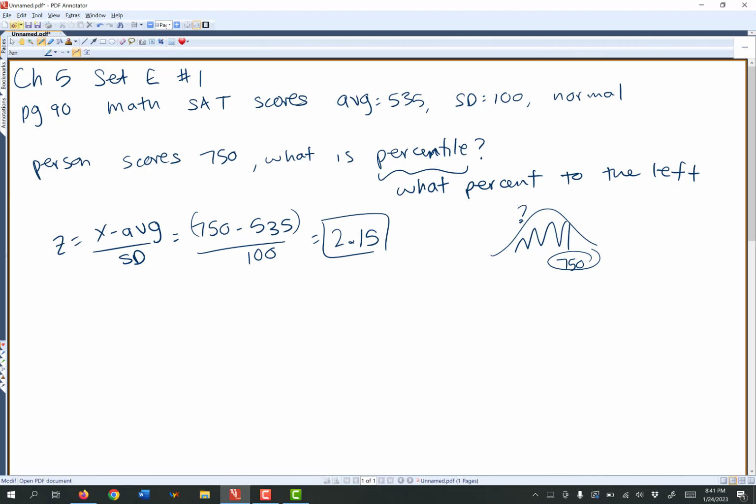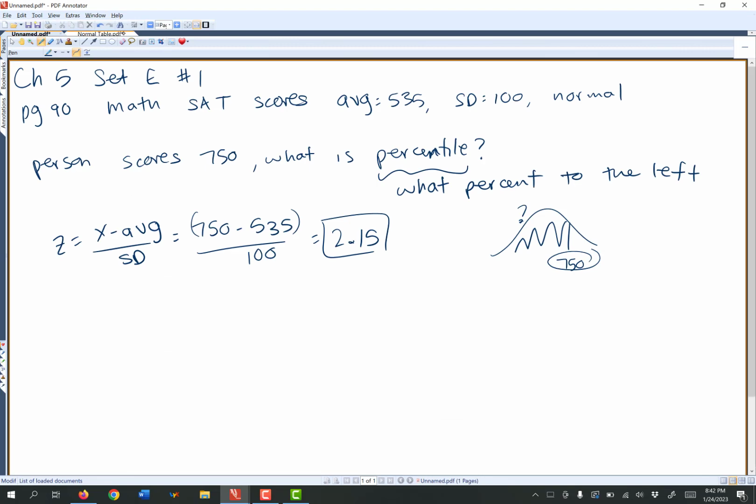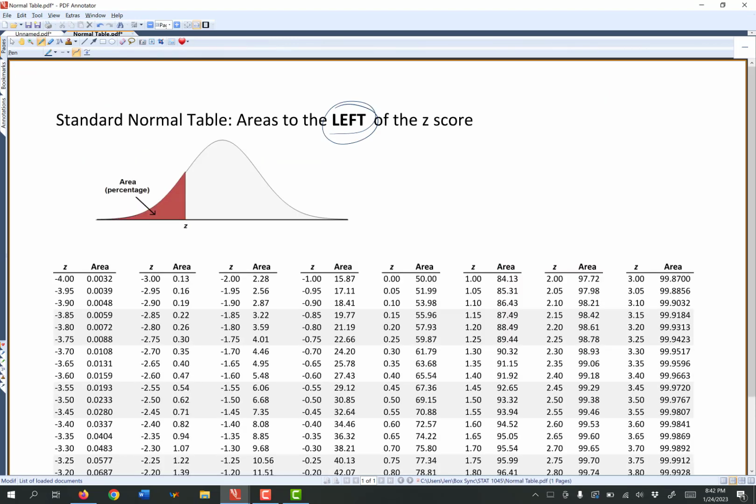So now I'm going to look up my normal table. My normal table will tell me the area to the left of any z value. So the z values are on the left side of each column. Then you have the areas. These areas are the areas to the left, which is what I wanted. So that's good. We don't have to do extra work. We're looking for z equals 2.15. So positive 2.15. It looks like I'm right here. It's even exact. I don't have to guess which z value to use. And the area is 98.42%.